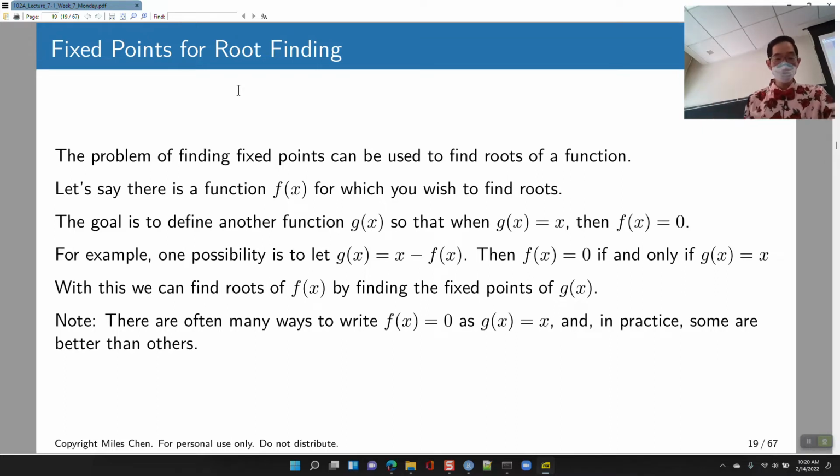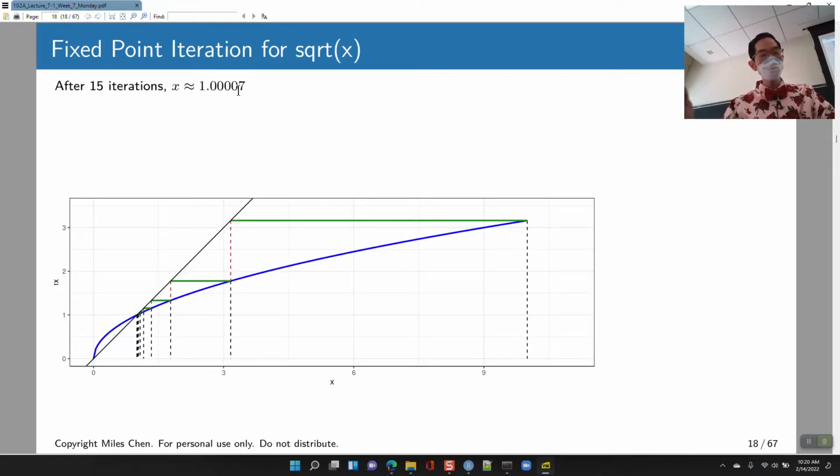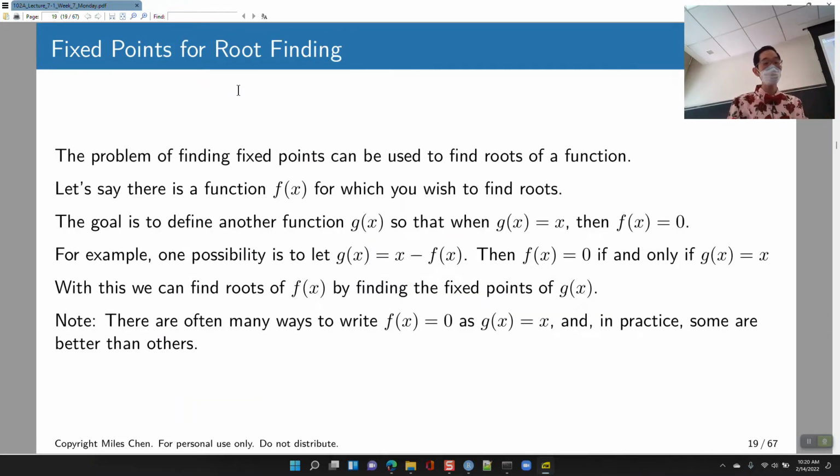Okay, so how can we use this fixed point strategy? Again, we have to assume that a fixed point exists, but how can we use this fixed point strategy to find roots of a function, right? So let's say there's some function f of x, we want to find the roots of f of x. What we're going to do is define a different but related function called g of x. And we define g of x in such a way that the fixed points of g of x are equal to the roots of f of x.